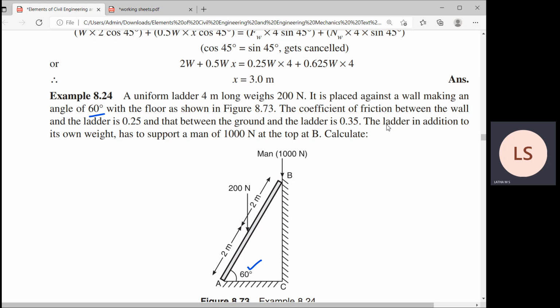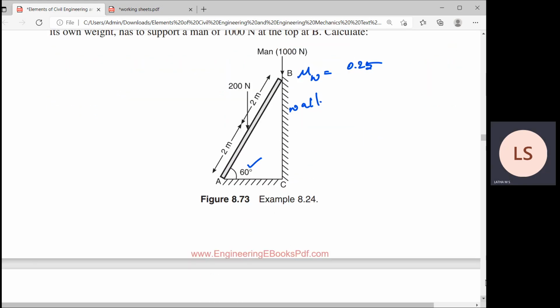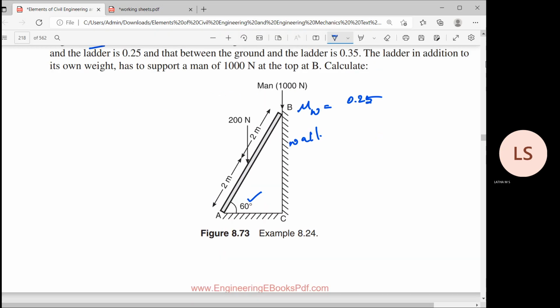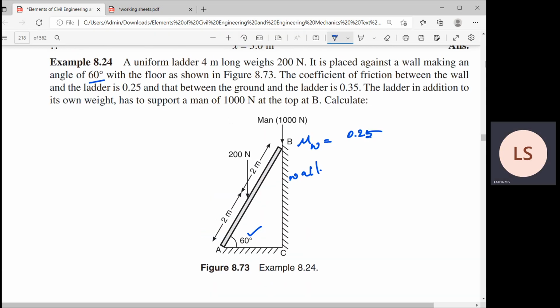The coefficient of friction between the wall and the ladder, this is the wall, okay, and the ladder here, the coefficient of wall with the ladder is mu w. I can take it as 0.25, whereas between the ground and the ladder, I can call it as mu g equal to 0.35.